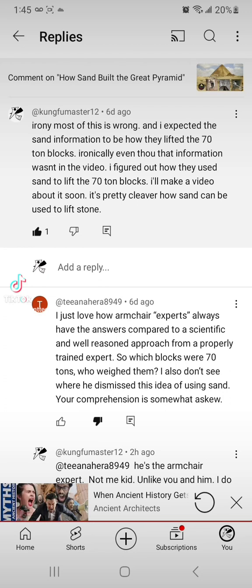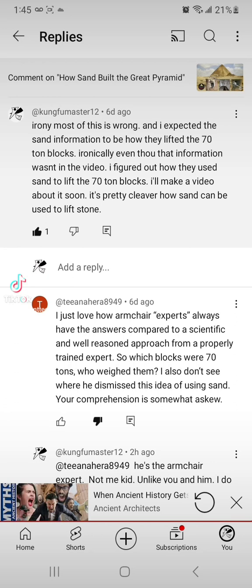It's like, yes, that's great sand. It can be used to move things. It has some use. It's good sand for hourglasses, right? But he didn't show it being used in any creative way to build the Great Pyramid. So the title is misleading: How Sand Built the Great Pyramid. So then I just pointed that out.